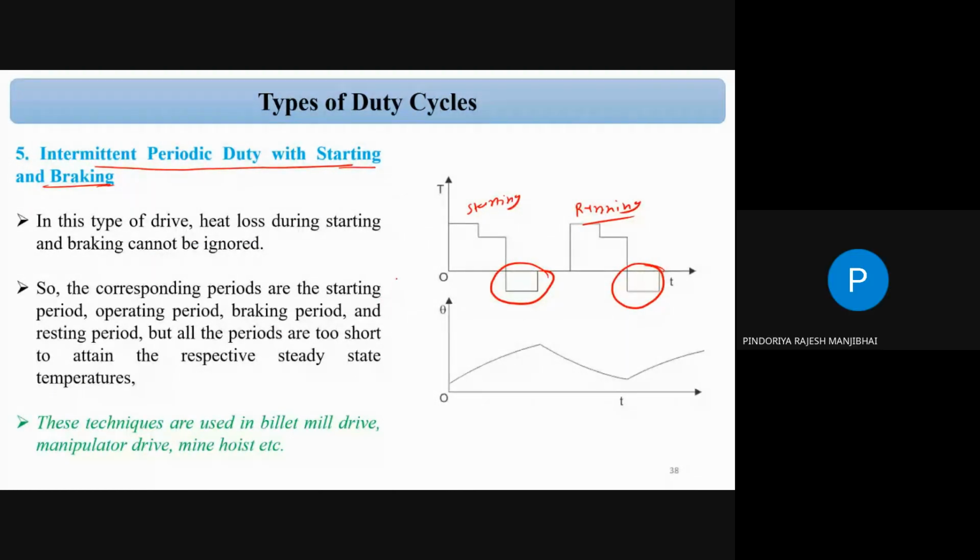Just a minute. So the corresponding periods are starting period, operating period, braking period, and the resting period. But all the periods are too short to attain the respective steady state temperature. So all the steps are starting, operating, braking, and resting.